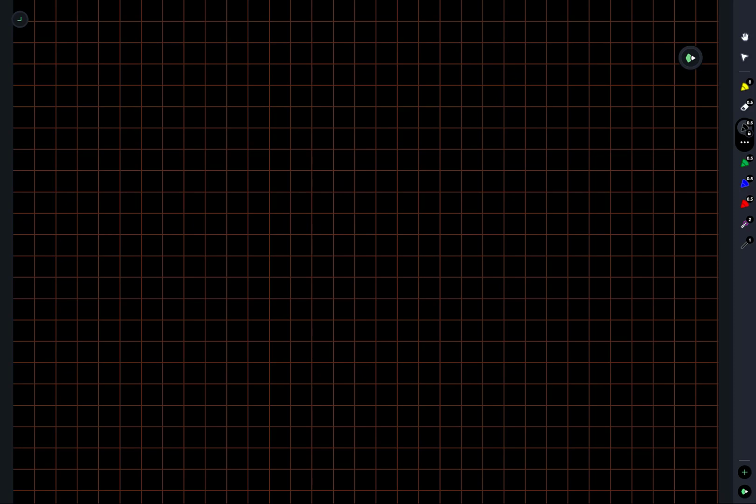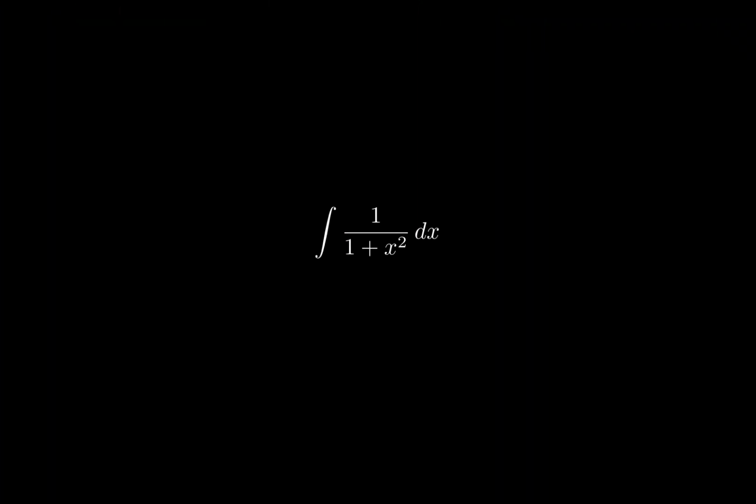Hello everyone, let's take a look at our next problem. Okay, we're just asked to integrate 1 over 1 plus x squared.